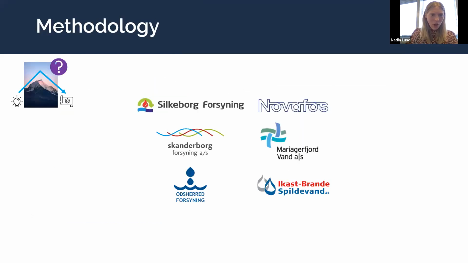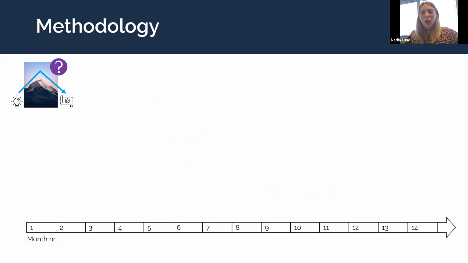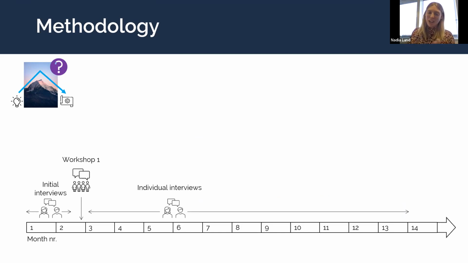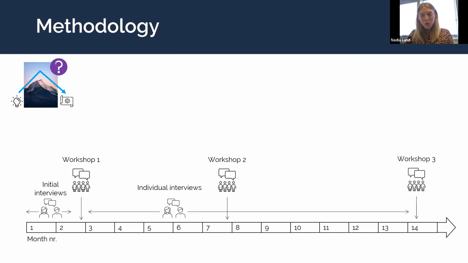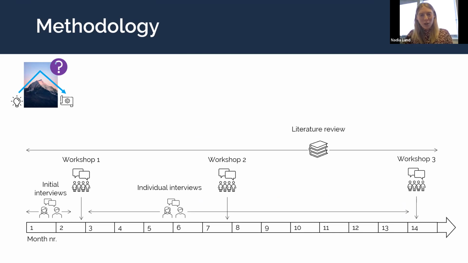So what I've done is that in my postdoc, I have 6 Danish utilities on board. These are the names, who give me feedback along the way. So I've been working on the postdoc for now a little more than a year. And what I've been doing along the way is that I had some initial interviews individually with each utility. Then we had a workshop. Then I did some work that I'm not going to talk about today, where I talked with all the utilities again, one-on-one. We had workshop 2, workshop 3, which I just finished, and then I did a bunch of literature study as well. So that's kind of been the process so far.